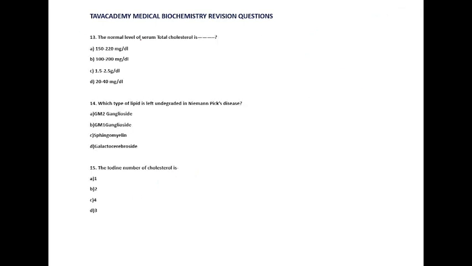Question 13. The normal level of serum total cholesterol is about 100 to 200 milligrams per dl. Question 14. Which type of lipid is left undegraded in Niemann-Pick? We already mentioned it. The answer is sphingomyelin. The iodine number of cholesterol is 2. We'll prove this in our normal lectures later.